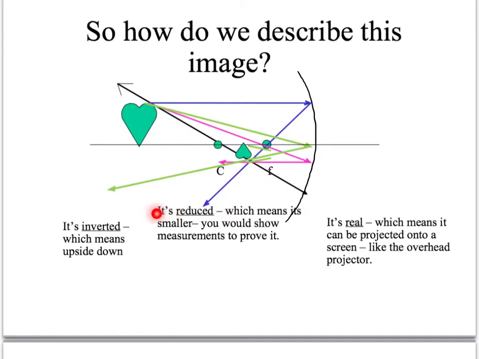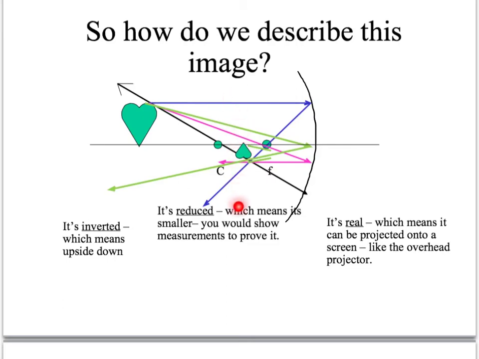It's reduced because it's small, obviously smaller than what it started with. It's a real image, and this is the one we saw in class. We're going to use a curved mirror, and we're going to project this onto a screen. But the way you can tell just by looking at this is, see all these light rays? They're real light rays. They really bounced off, so it's a real image. And if I stuck a screen right there, you would see an actual projection.